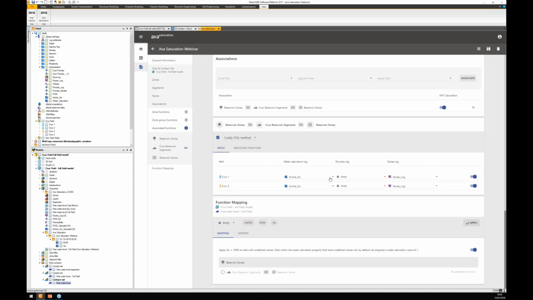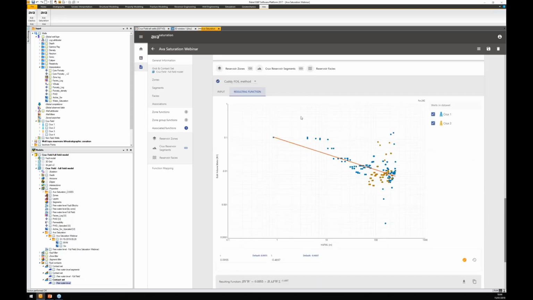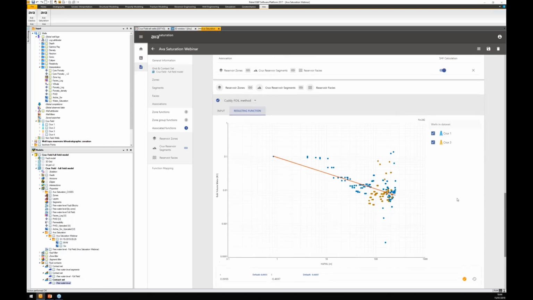So if I just turn on my upscaled well logs, I want to use the FOIL function, which I can select from the drop down method here. If I just select my upscaled porosity and SW logs, this will give us the bulk volume of water calculation. I can just enable those two data sources and click resulting function, and we have the BVW versus height cross plot that we can see there.